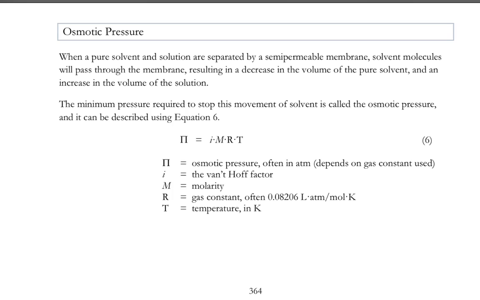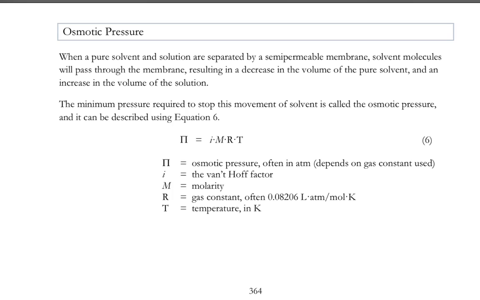The solvent will move over, some of the solvent will move over to the solution side, causing the solution side to have a larger volume. And the amount of pressure it takes to stop that spontaneous osmosis from occurring is the osmotic pressure. And it is symbolized with the capital symbol pi, and it equals i times M times R times T.